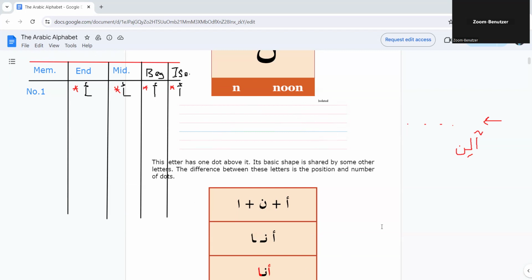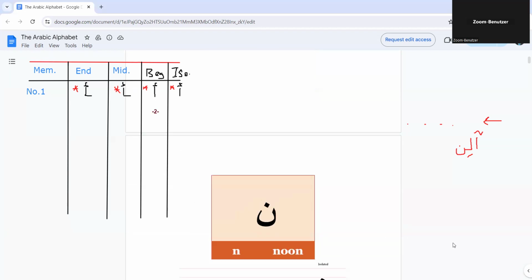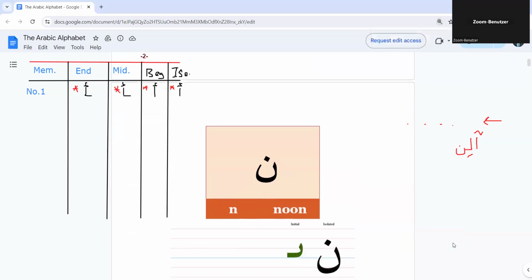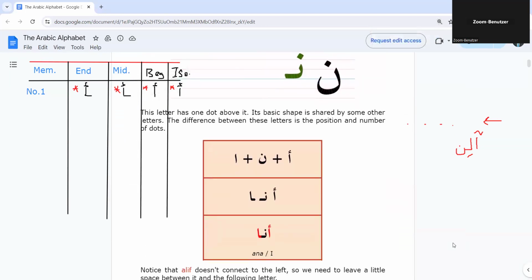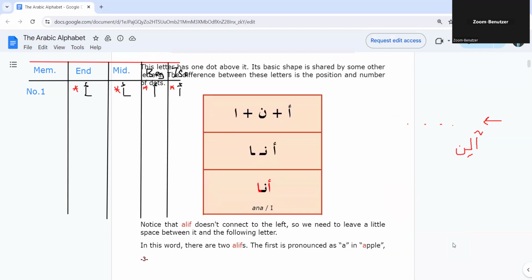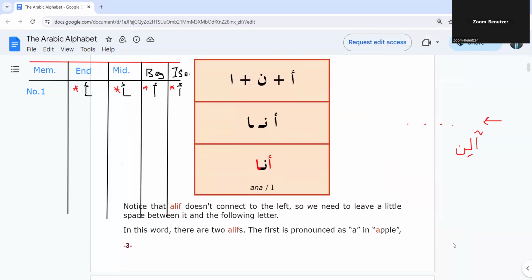Can you read the word at the bottom? I can zoom in. أنا. أنا. Yes. As we said, the alif is not connected to the left. That's why we leave a small space. Yes, it's one word, but we leave a small space. When we are writing two words, we will leave a bigger space between the last letter in the first word and the first letter in the second word.